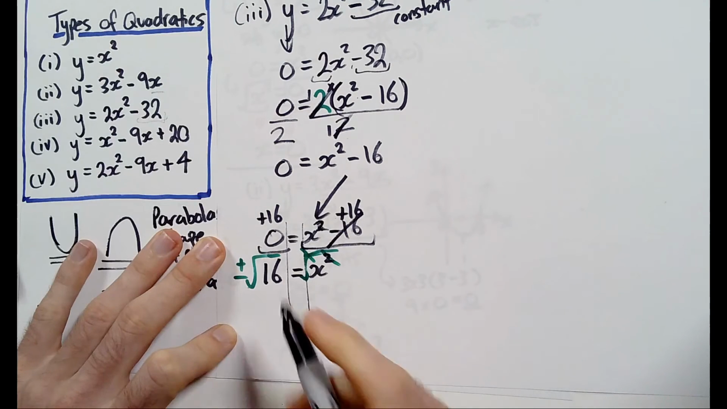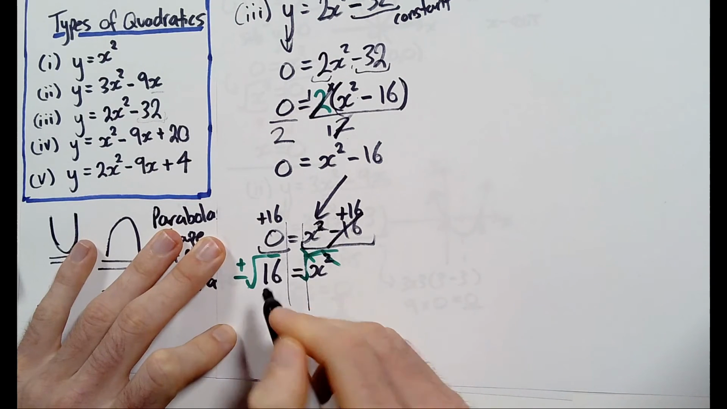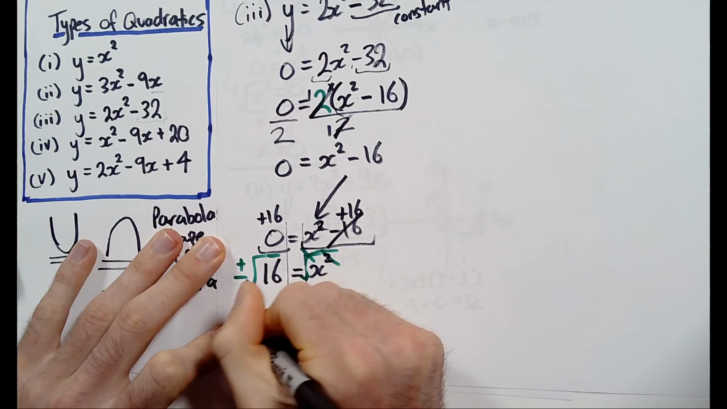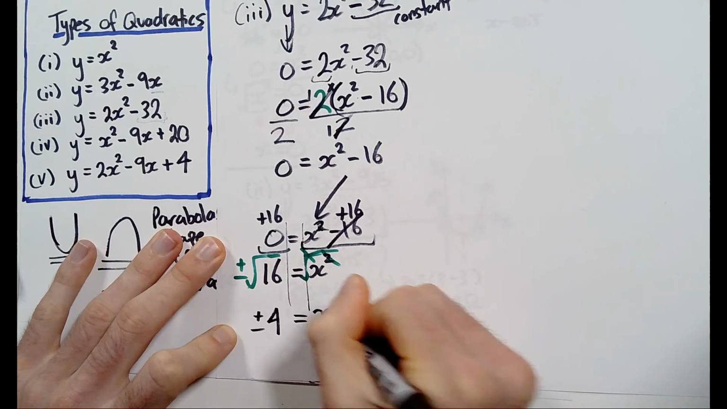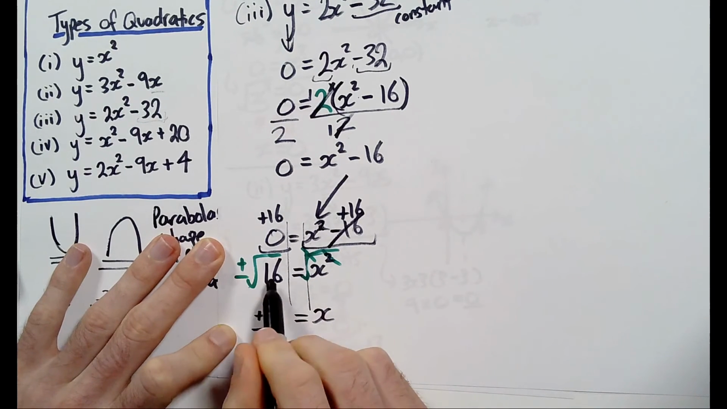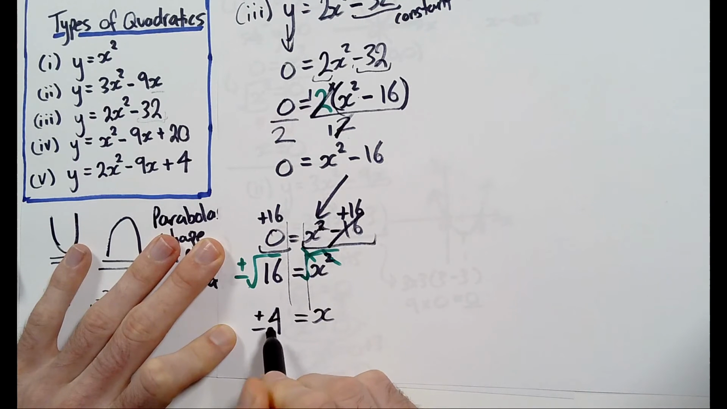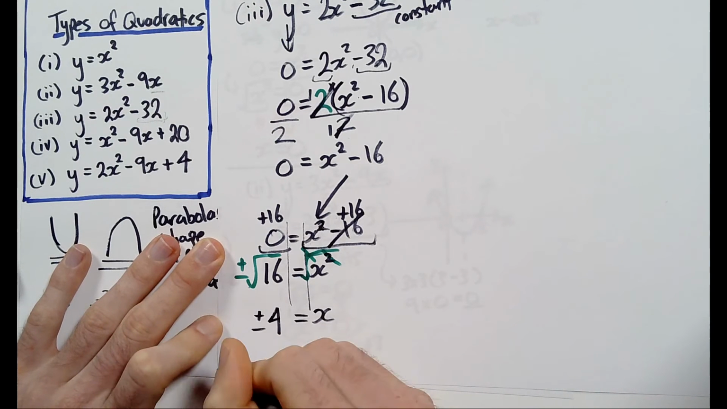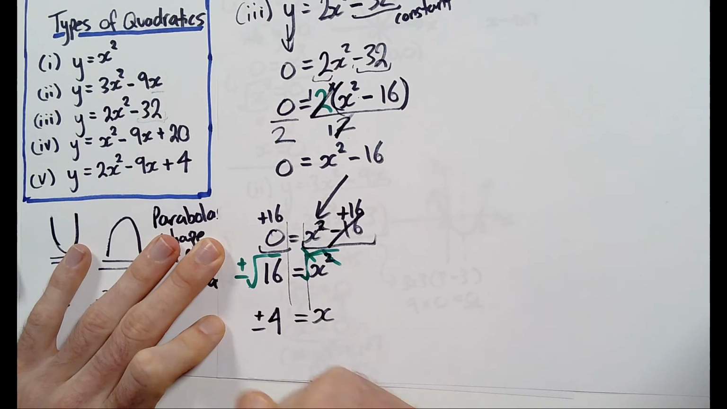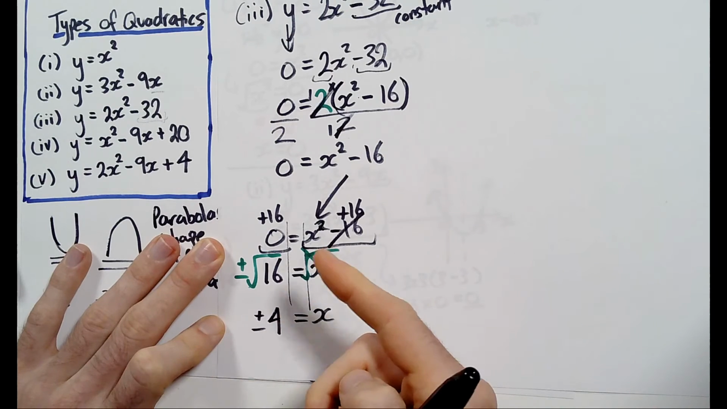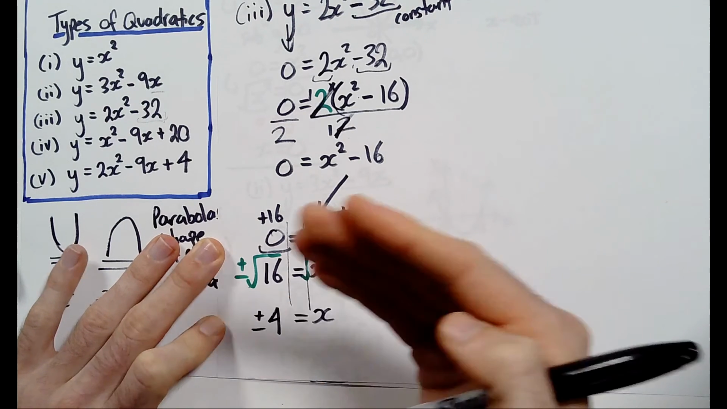I'll explain that again in a second. What's the square root of 16? 4. And I have to put plus minus there, otherwise you'll get it wrong. It's not just positive 4, it's also negative 4. Because think about it, what's negative 4 times negative 4? 16, because a negative times a negative is a positive. And 4 times 4 is 16.